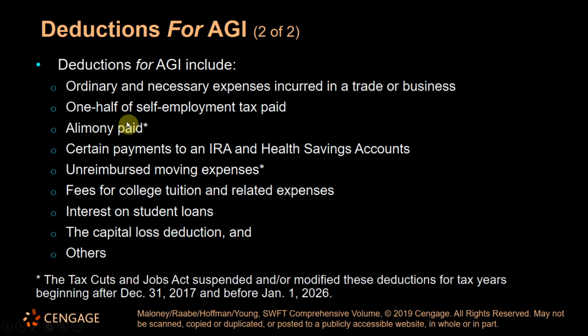So all of these deductions for AGI, or above the line deductions, are extremely important because again they lower that critical AGI number, which is used to help determine whether or not the taxpayer qualifies for certain itemized deductions, the extent to which they qualify for those deductions, as well as qualifying for certain refundable and non-refundable tax credits.